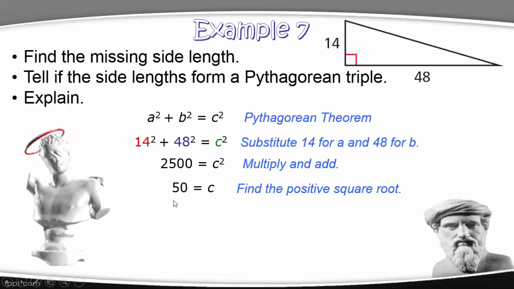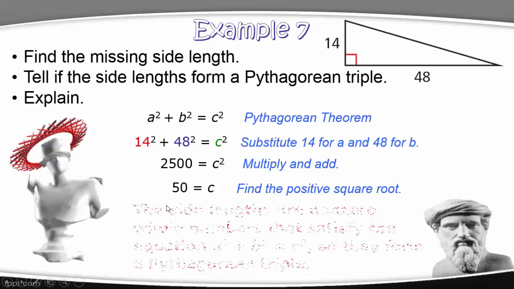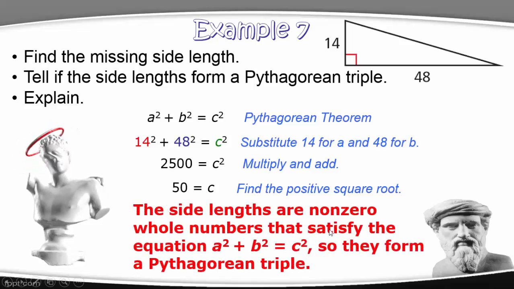Well, 50 is a whole number. So in this case, the side lengths are non-zero whole numbers. So 14 is a non-zero whole number, 48 is a non-zero whole number, 50 is a non-zero whole number, and as we just showed, they obey the Pythagorean theorem.